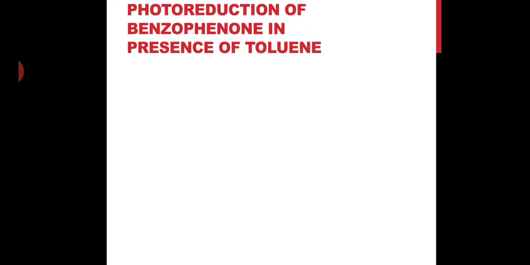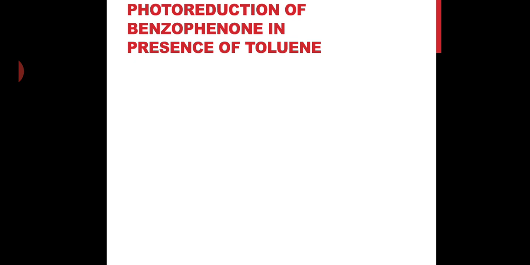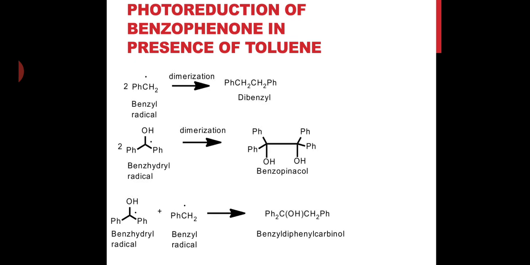Two molecules of benzyl radical combine together to give rise to dibenzyl molecule, and benzhydryl radical, as in the earlier case, dimerizes to benzophenacol. It may so happen that one benzyl radical can combine with one benzhydryl radical to give benzyl diphenyl carbinol.